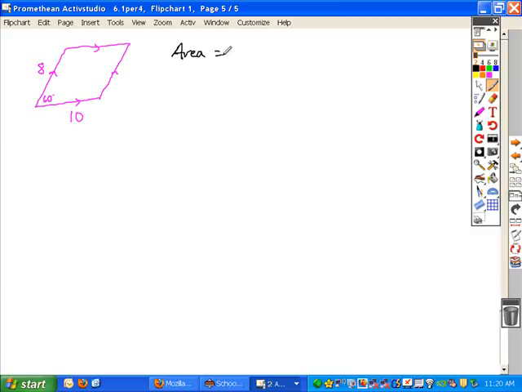Is the answer 80? Careful. That's the most common missed answer. Because is the area formula for a parallelogram base 1 times base 2? No, because that's what these are, right? The 8 and the 10 are just the lengths of each base, depending on how you read it. And if you're using 10 as your base, the area formula is base times height.